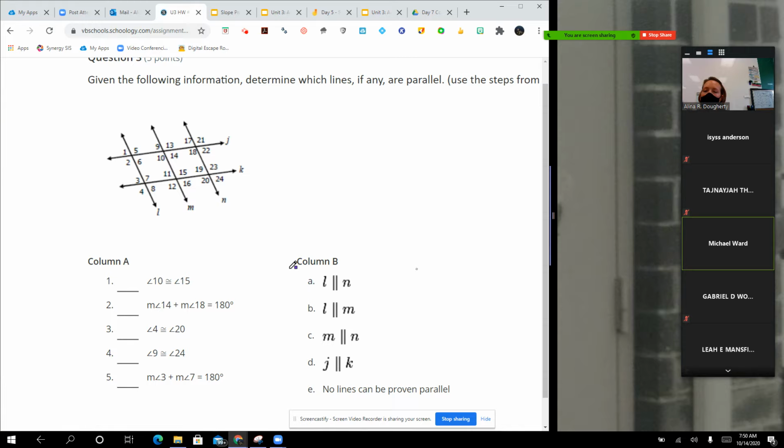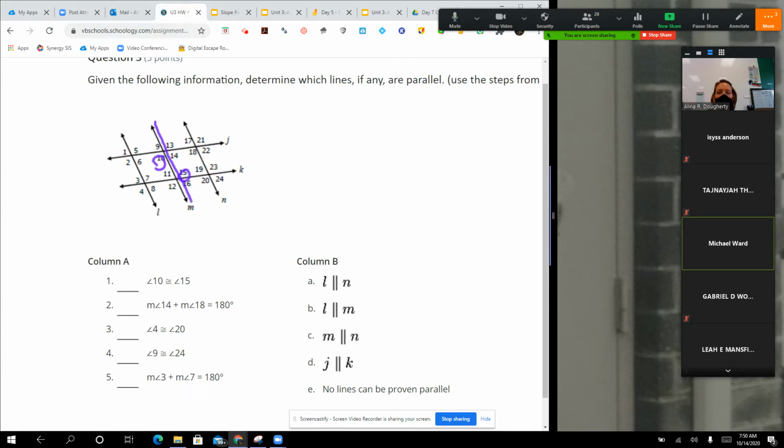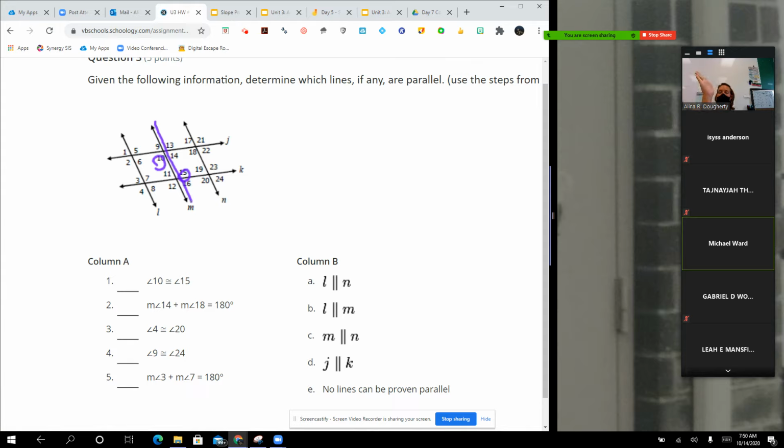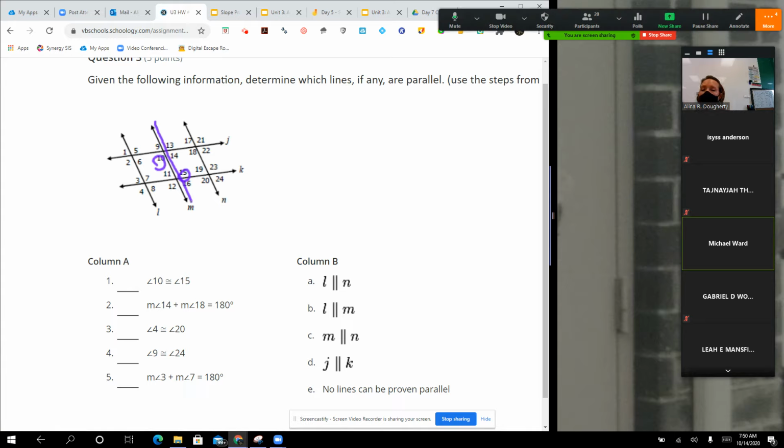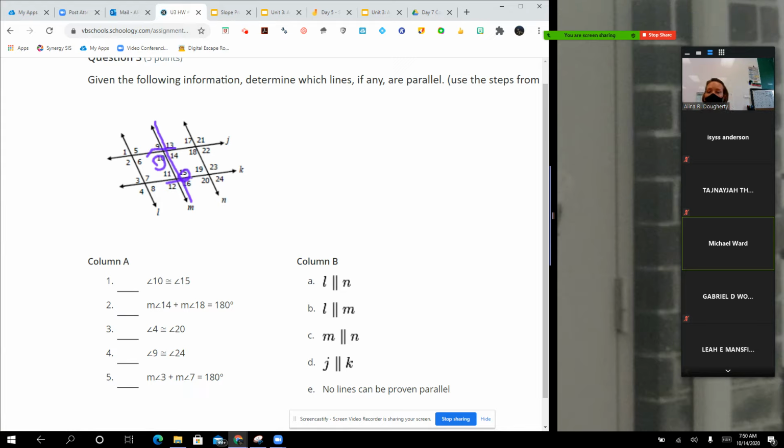All right, so angle 10 and angle 15 are on transversal M, right? Should they be congruent? They should. So which lines are parallel? It can't be M. What two lines does M connect? J and K. So here, these angles are on J and K. They are congruent. They should be congruent. So J is parallel to K.